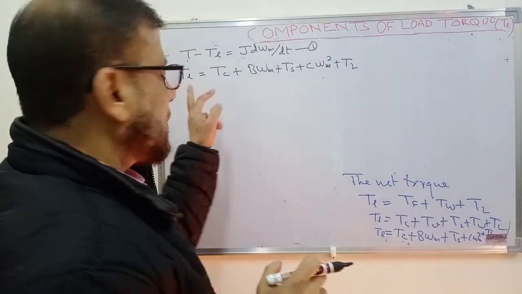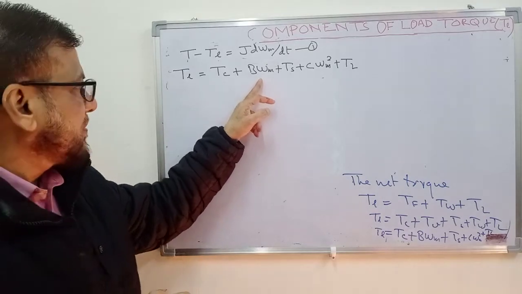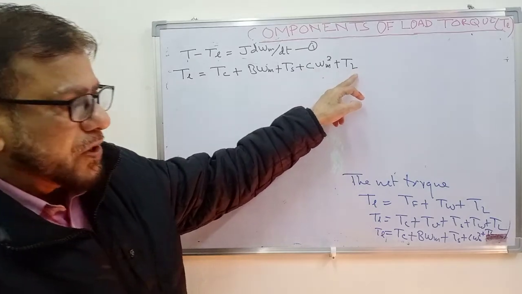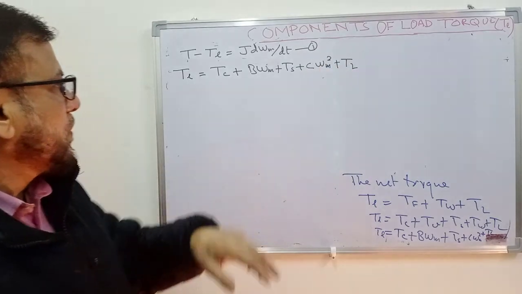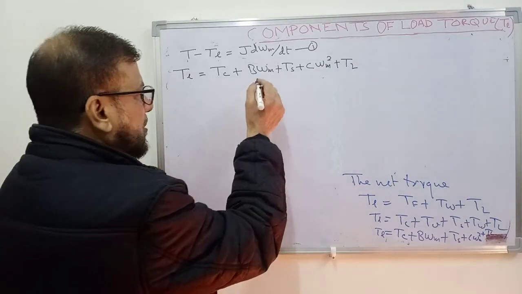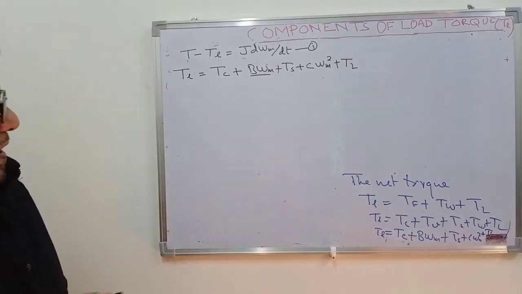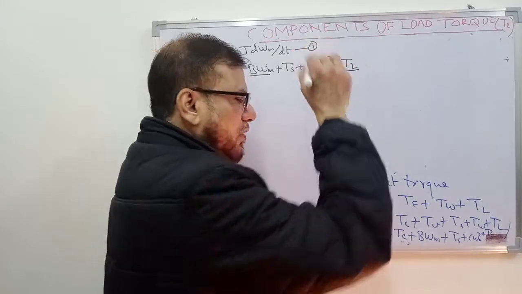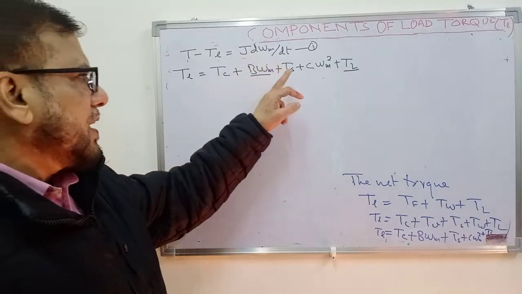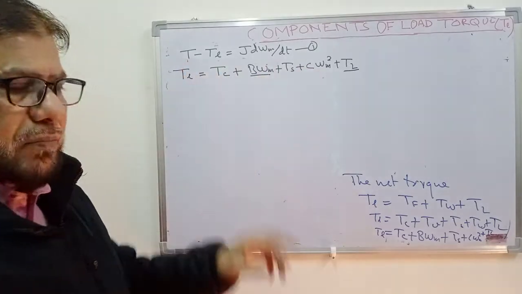So the total load torque can be written like this: Coulomb torque plus the viscous friction torque, static friction torque, wind friction torque, and the load torque required to do the useful work. Out of these various components, the major components present are the viscous friction torque and the torque required to do the useful work. Other components, that is Coulomb friction torque and wind friction torque, are small as compared to TL and B omega m.